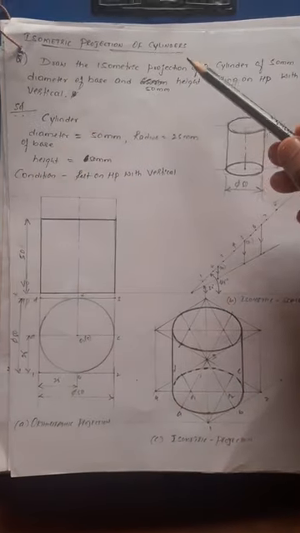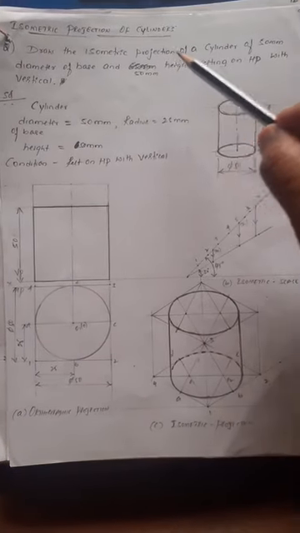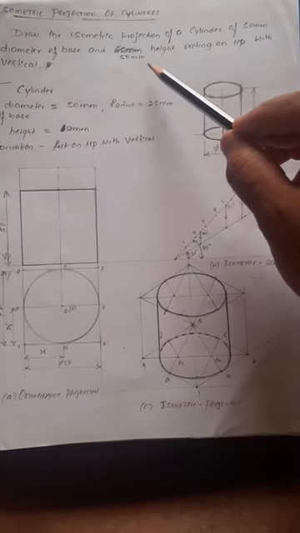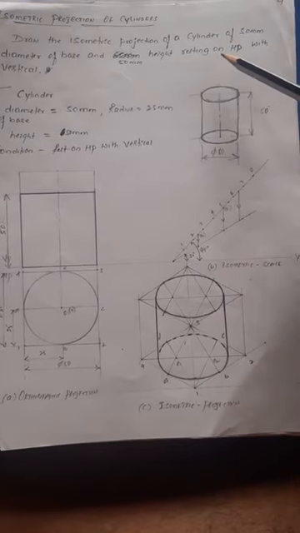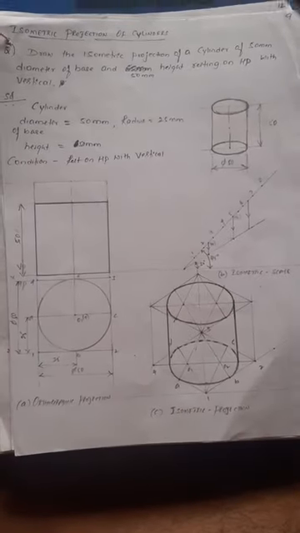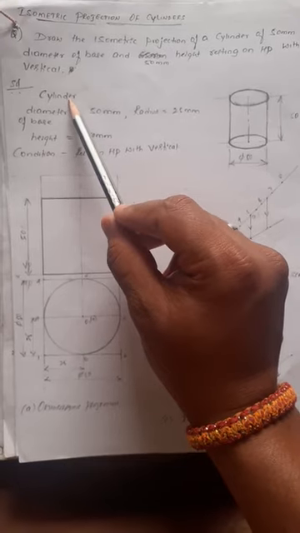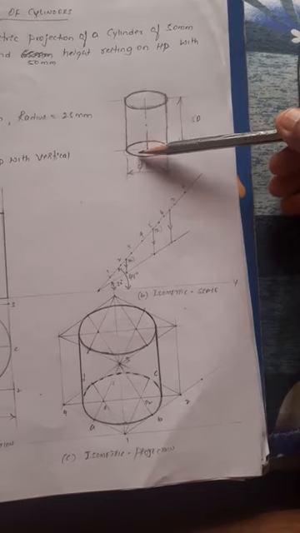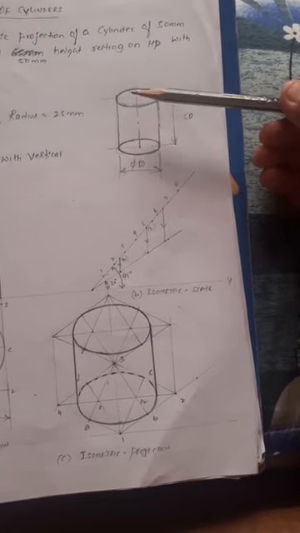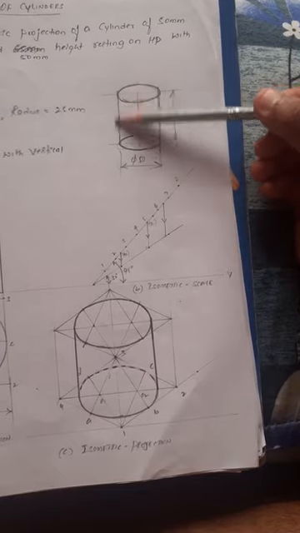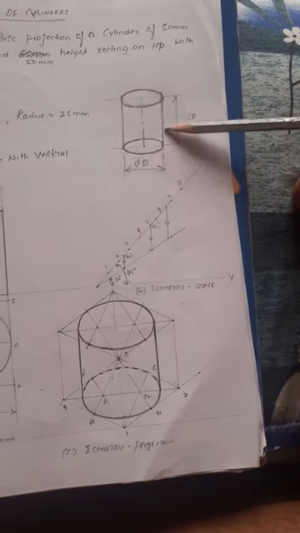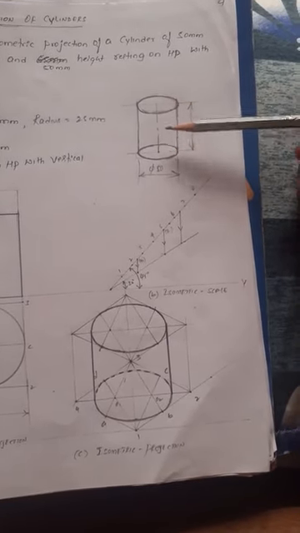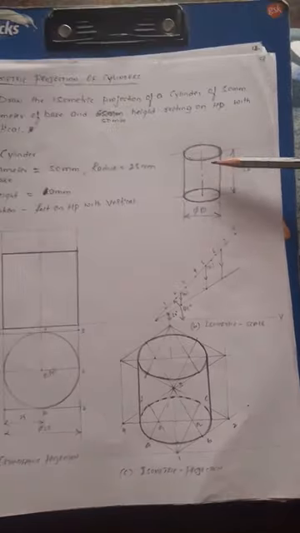Next one is isometric projection of cylinders. Draw an isometric projection of a cylinder of 50 mm diameter of base and 50 mm height resting on HP with axis vertical. Now what type of solid is a cylinder? A cylinder has a bottom base that is circular, the top is also circular, and connecting tangents to those two you will get a cylinder, right? Okay, this is a solid of revolution. The first one is the cone, the second solid of revolution is the cylinder, right?